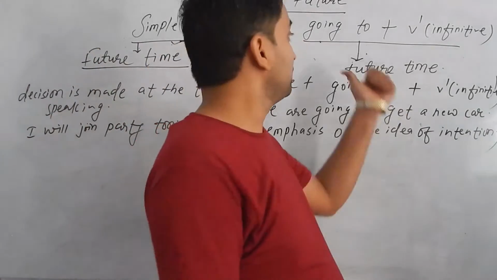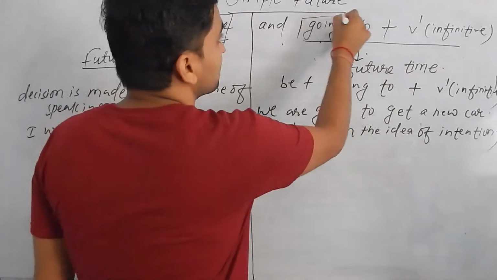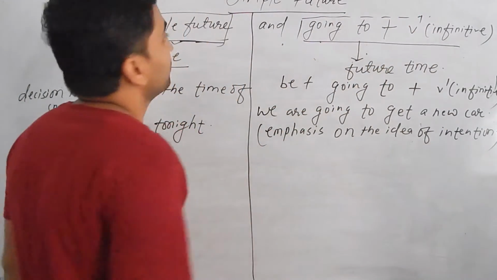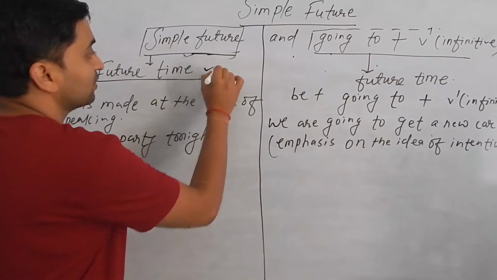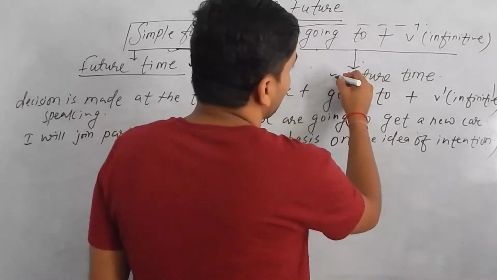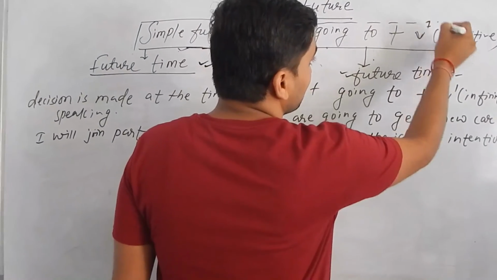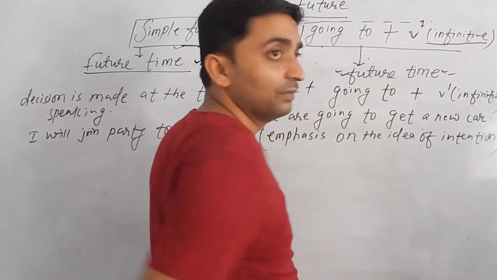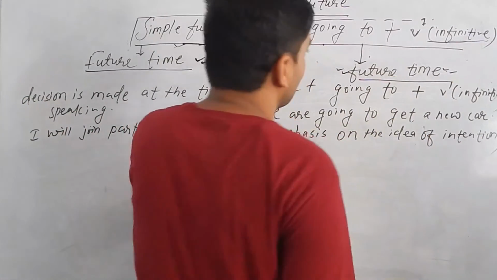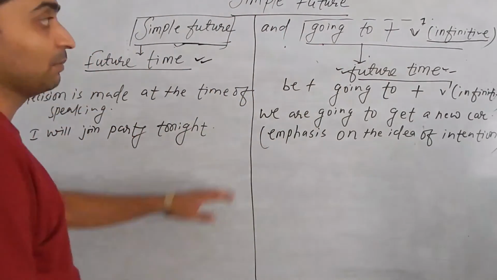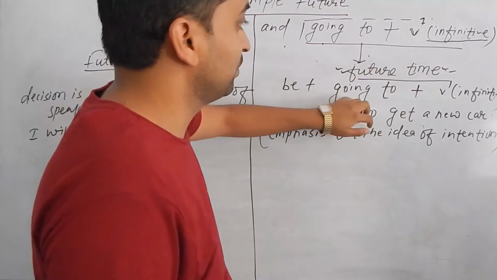Okay, so let's see now the difference between simple future and going to plus B1. Actually both simple future and going to plus B1 are used for future time. B1 means the root form of the verb. Verb 1 is this, or in other words, the infinitive. It looks like present continuous, but going to plus B1 has its own form.